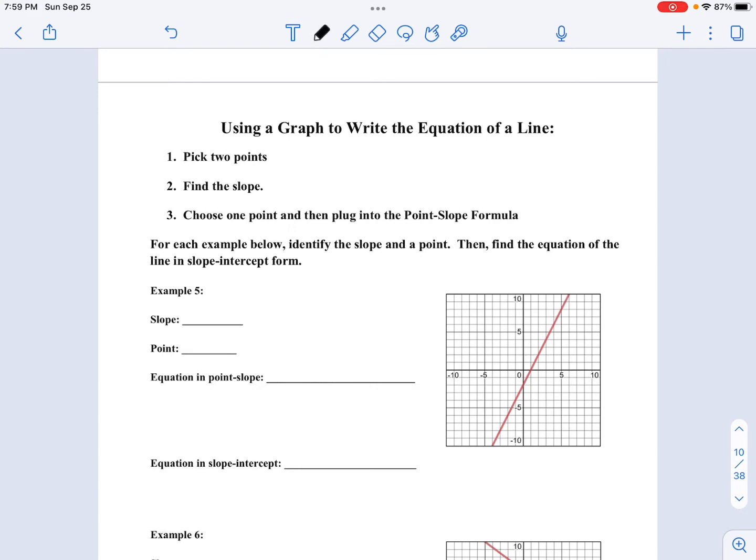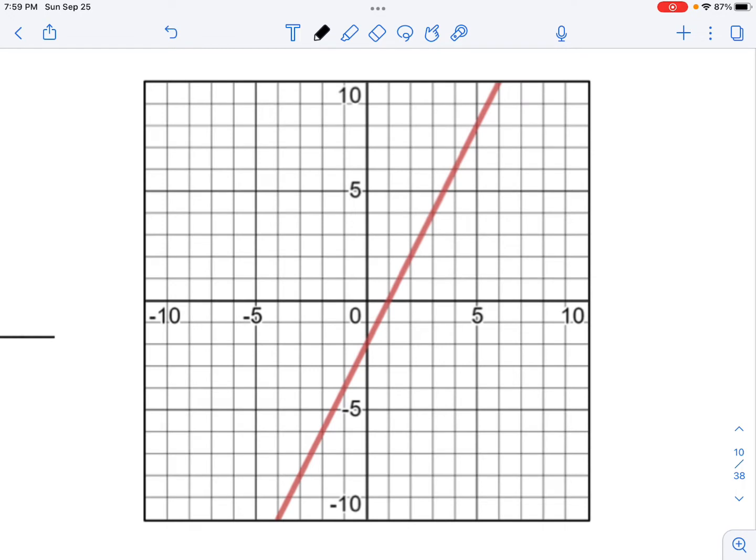But what I want to do first is zoom in on this graph. And remember, I want 2 things. I need the y-intercept, and I need the slope.